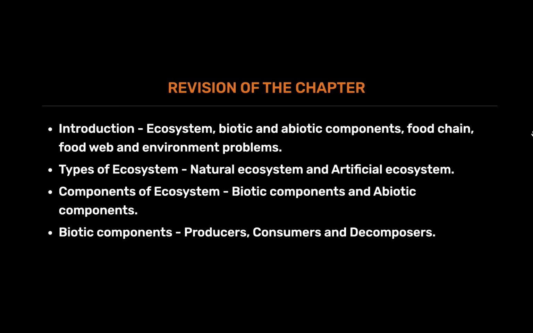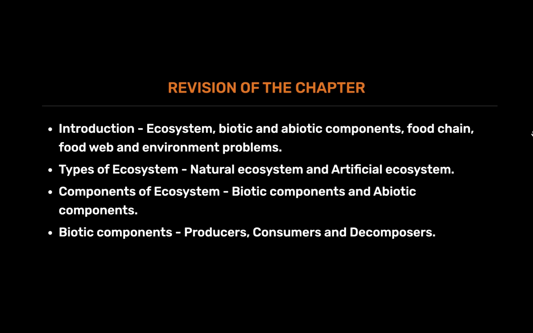Now, we will have a quick revision of the chapter, what we have studied. In this chapter we get to know about our environment, ecosystem, components of ecosystem, food chain, food web and environmental problems. There are two types of ecosystem, namely, natural ecosystem, which exists in nature, and artificial ecosystem, which is created by man. The components of ecosystem are biotic components, that is, living things such as plants, animals, and abiotic components, that is, non-living things such as earth, sun, soil and so on.